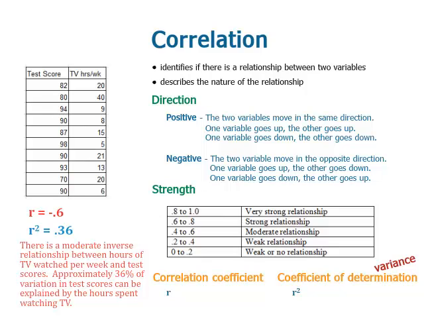So that's correlation. Correlation lets you identify if there's a relationship between two variables. It describes the relationship in terms of the direction and the strength. And by using the R squared, the coefficient of determination, you can also identify the amount of variance that's explained between the two variables.